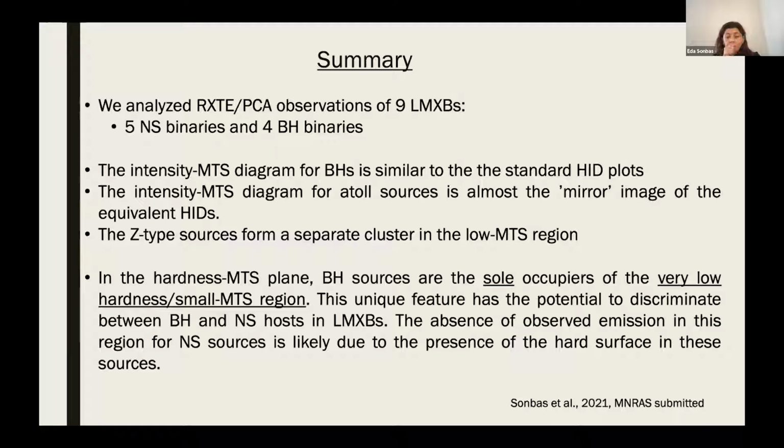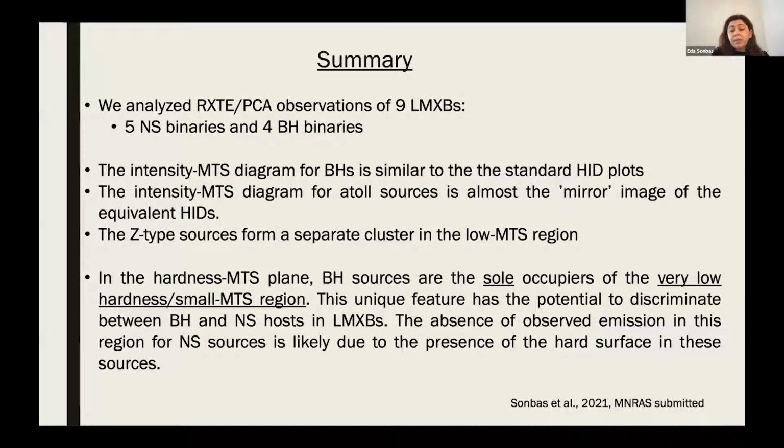Okay, if I sum up my talk, again, we analyzed RXTE observations of 9 low-mass X-ray binaries. So 5 of them are neutron star binaries and 4 of them are black hole binaries. 2 of the neutron star binaries are Z sources and the rest atolls. So the intensity MTS diagram for black holes is similar to the standard HID plots. The intensity MTS diagram for atoll sources is almost the mirror image of the equivalent HIDs. And the Z-type sources form a separate cluster in the low MTS region.